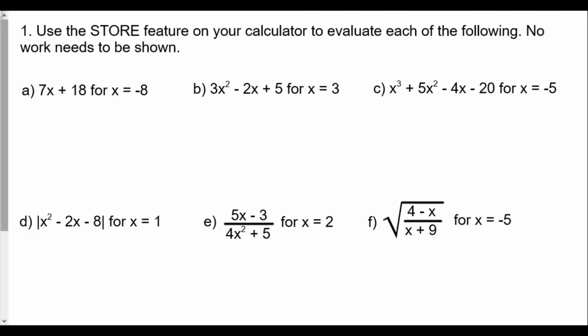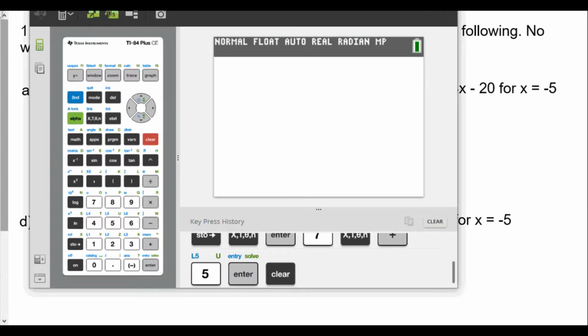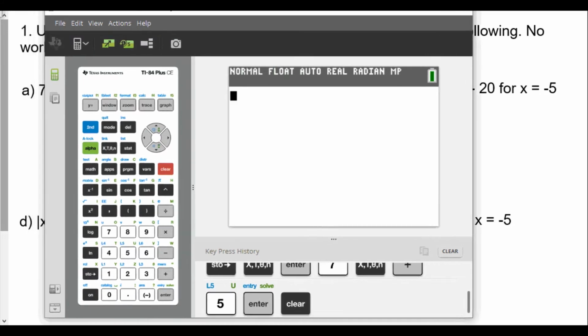And so let's start. It says use the store feature on your calculator to evaluate each of the following. No work needs to be shown. So we're going to pull up a calculator, and see how we use the store feature. Let me pull up the calculator and move it around so maybe we can see a little better.